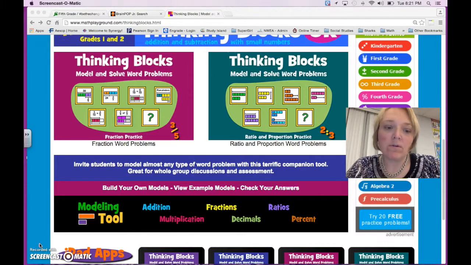Okay, we're going to focus on modeling our problems and using a great tool on Math Playground called Thinking Blocks. So I'll kind of show you how to get there and then we'll show you how to use it. This is going to help make your problem solving so much easier. And we could use it for multiplication, fractions, subtraction, decimals, all of that. But I'm just going to focus on addition so you get the hang of it.